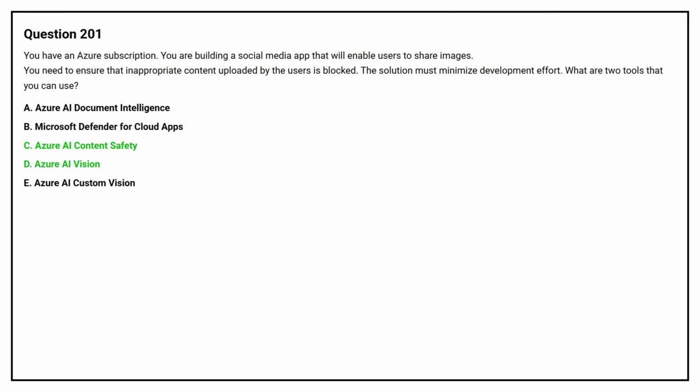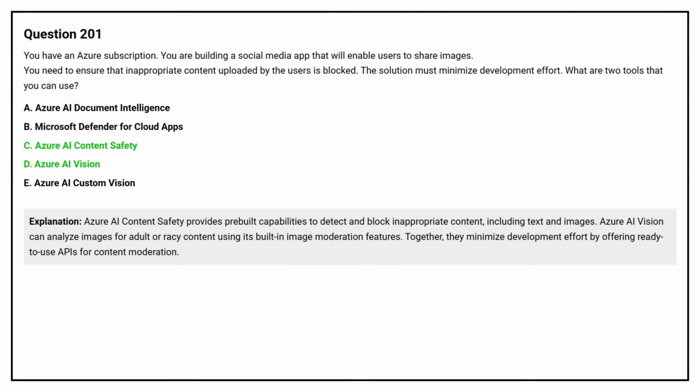The correct answers are Option C, Azure AI Content Safety, and Option D, Azure AI Vision. Azure AI Content Safety provides pre-built capabilities to detect and block inappropriate content, including text and images. Azure AI Vision can analyze images for adult or racy content using its built-in image moderation features. Together, they minimize development effort by offering ready-to-use APIs for content moderation.